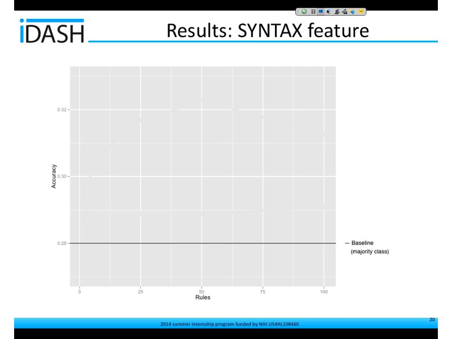So here's the classification accuracy on the Genia biomedical corpus using the syntax feature. And we see that there is some nominal improvement over baseline. So we go from 28% to something like 29% using the syntax feature. So the syntax feature does seem to have some useful information in it.